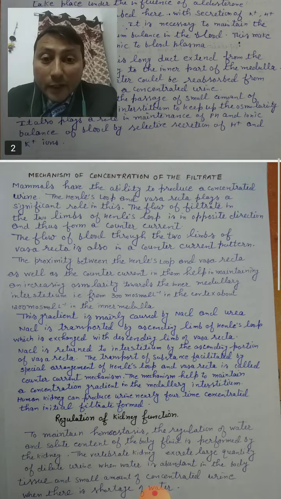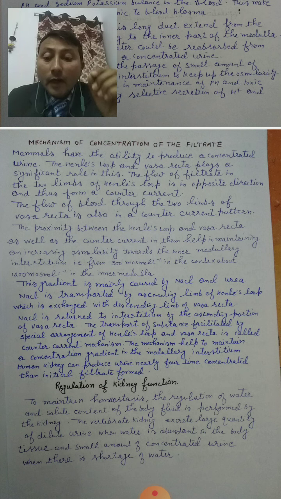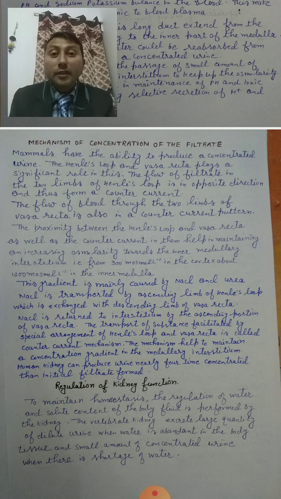When we talk about this osmolarity, you can see here it rises from 300 milliosmol per liter to 1200 milliosmol per liter in the inner medulla. This gradient is mainly caused by NaCl and urea. NaCl is transported by the ascending limb of Henle, which exchanges with the descending limb of vasa recta. This is how the counter current mechanism takes place, which helps to maintain the concentration gradient in the medullary interstitium. The human kidney can produce urine nearly 4 times more concentrated than the initial filtrate. So this is how the urine is formed in a concentrated manner.